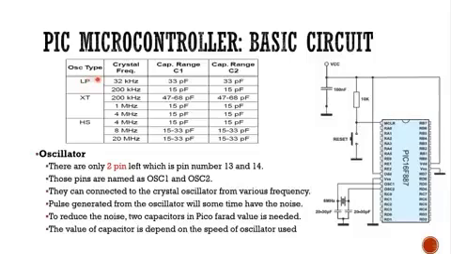So if the oscillator type is LP and the frequency is up to 32 kilohertz, you need to put 33 picofarad. So this means that this one is 33 and this one also 33 picofarad. The values must be the same. The value will change according to the type and the crystal frequency, so you can view it from this table.